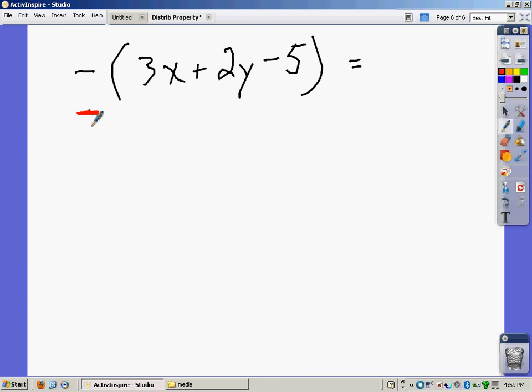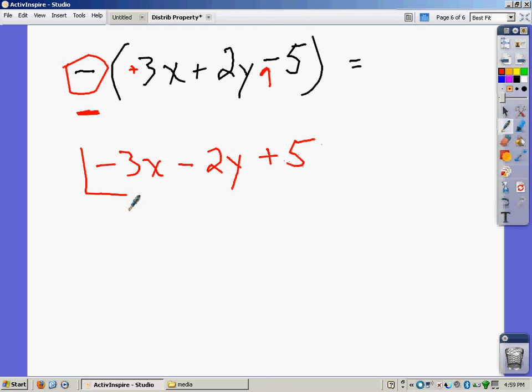So if we started off with a positive here, that will become a negative. This is a positive, that will become also negative, and this negative will become a positive. So simply with this minus in front of the parenthesis, which represents some box, if you will, it just means that the final answer will be minus 3x minus 2y, and then we flip the sign of the negative 5, which will become positive 5. There it is.